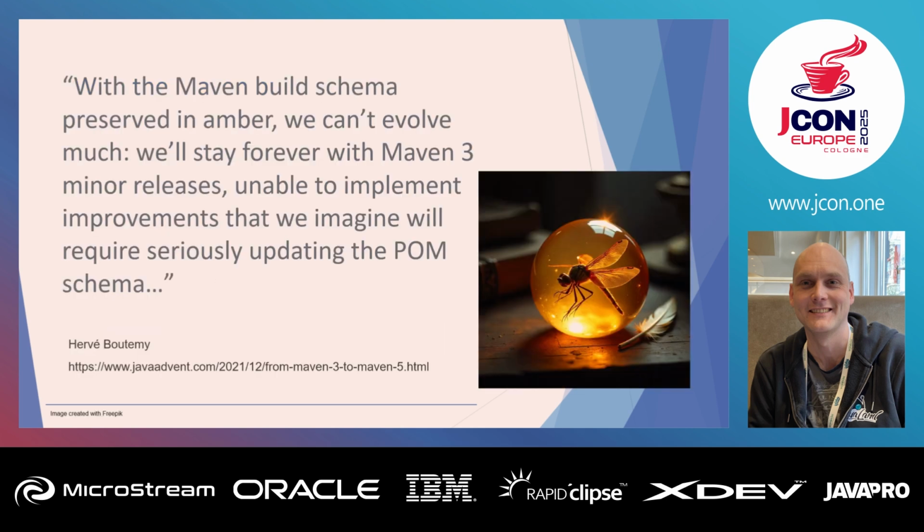Or in other words, Hervé Boutemy, the chairman of the Maven PMC, wrote already 4 years ago: with the Maven build schema preserved in Ember, we can't evolve much. We'll stay forever with Maven 3 minor releases, unable to implement improvements that we imagine will require serious updating of the POM schema. So this is the reason why we got several minor updates for Maven 3, and we were not able to change much. So the Maven team put a lot of effort into thinking about how we can get to the state we want.